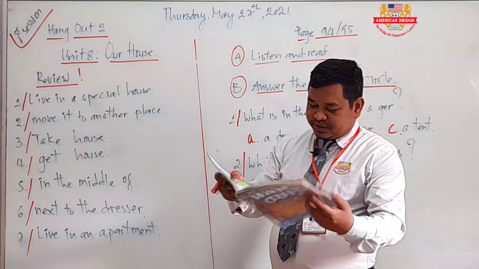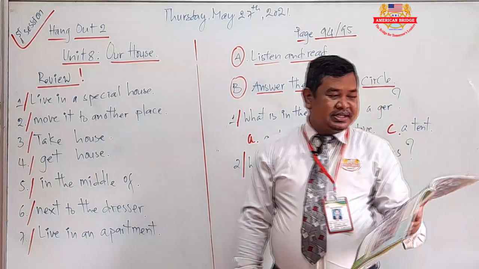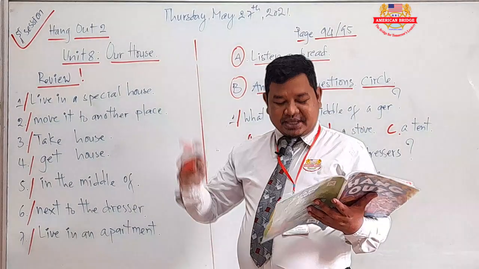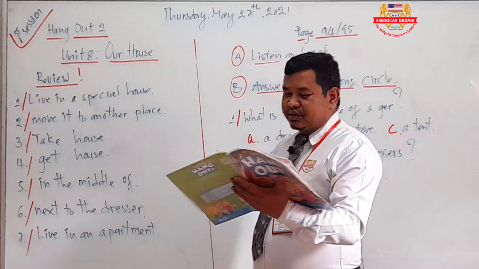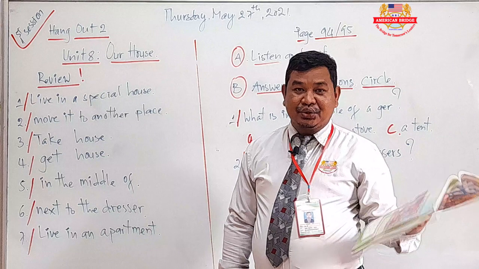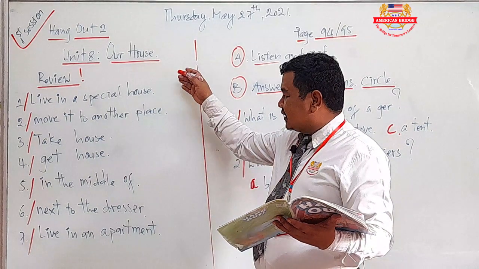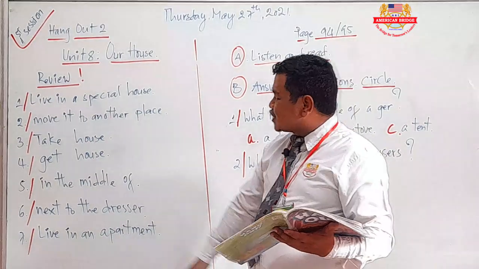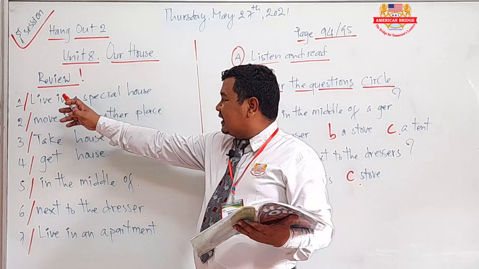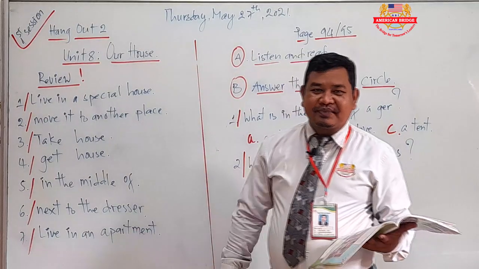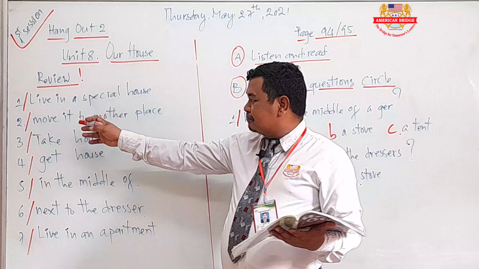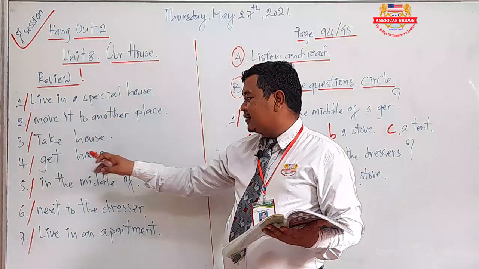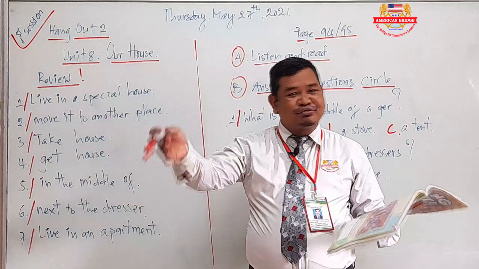So can you see it right now? Now student, before you move to the channel, can you see right now we have page 94 and 95? Before you see and read the whole text in here, you have to review some phrases that you have already learned from the previous session, right? So this one is: live in a special house, move it to another place, take their house, get their house ready in a few minutes.